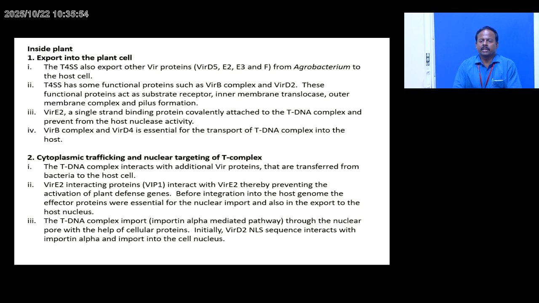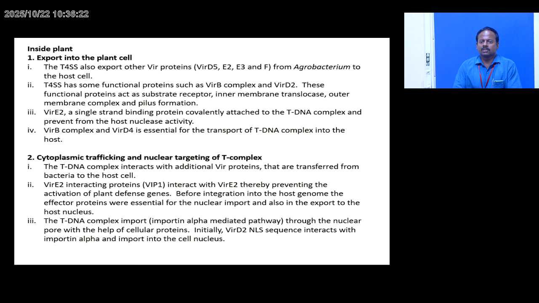These functional proteins act in substrate receptor function, inner membrane translocation, outer membrane complex and pilus formation. VirE2, a single-strand binding protein, covalently attaches to the T-DNA complex and protects it from host nuclease activity. The VirB complex and VirD4 are essential for the transport of the T-DNA complex into the host.